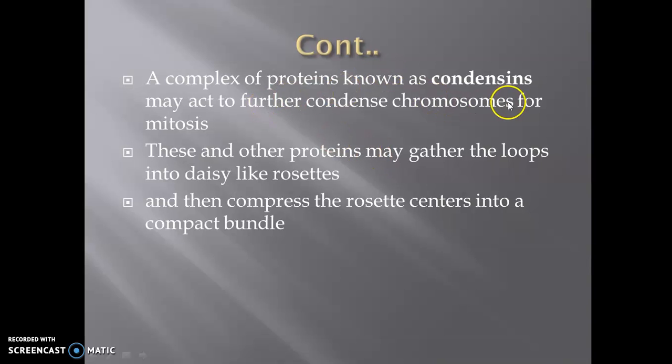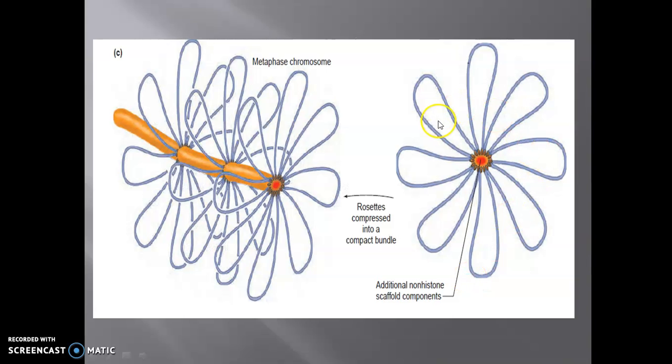Now you can see that some non-histone scaffold proteins are also involved in the compaction of chromosome. A complex of proteins known as condensins also acts to further condense the chromosomes for mitosis. These and other proteins may gather the loops into daisy-like rosettes and then compress the rosette centers into a compact bundle. These are the daisy-like rosettes, just like a flower, and these are additional non-histone scaffold components which also help in the compaction of chromosome, and then the rosettes are compressed further into a compact bundle.